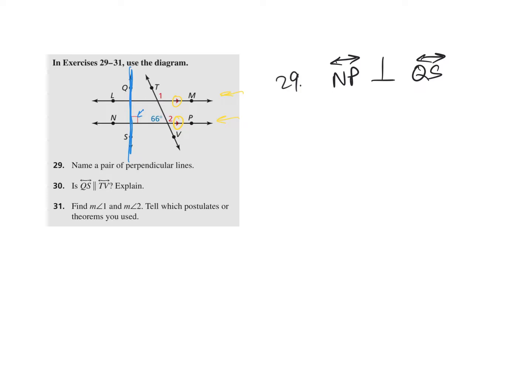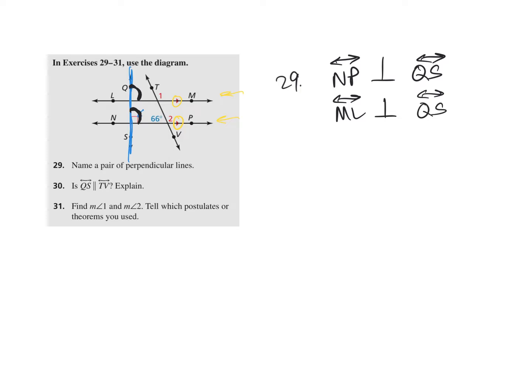Okay, and now we need one more. So if that's perpendicular and those two are parallel, then this angle right here is corresponding with this angle. Corresponding angles are equal. So that means line ML is also perpendicular to line QS.